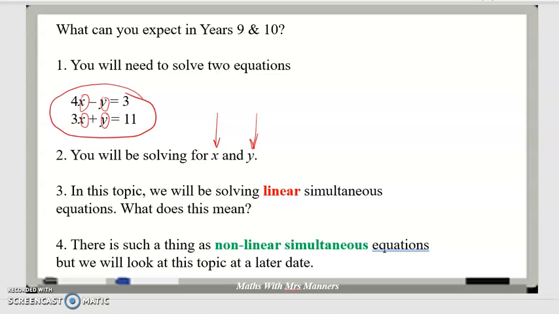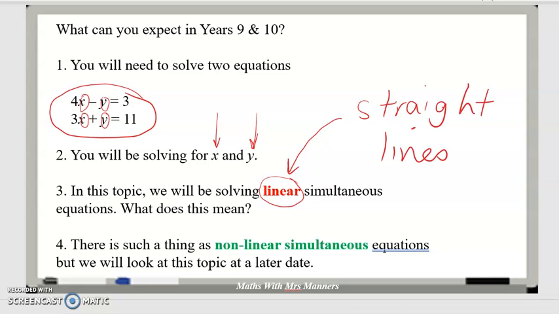And in this topic, we will be solving just linear simultaneous equations. What does that mean? Well, we've just finished the topic of coordinate geometry, and you should know that linear refers to straight lines. So both these equations do represent straight lines. If I was to graph them on Desmos, each of these would be a straight line. So there is such a thing as non-linear simultaneous equations, so graphs that aren't straight lines that we can solve simultaneously, but we will look at that topic at a later date. So right now, 2 equations solving for x and y, and they will be linear equations.